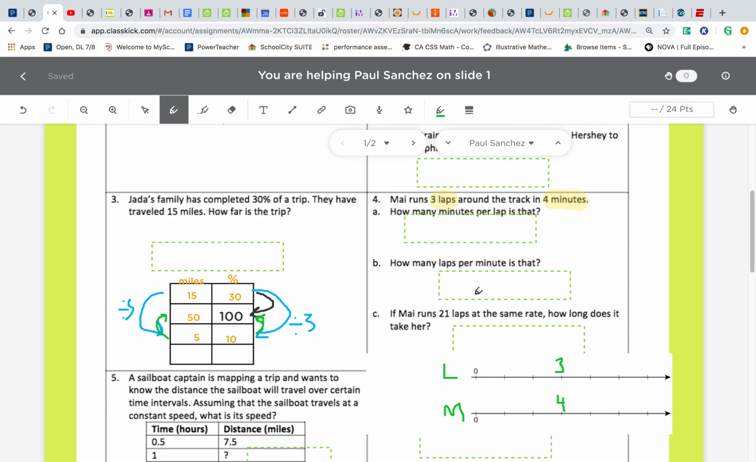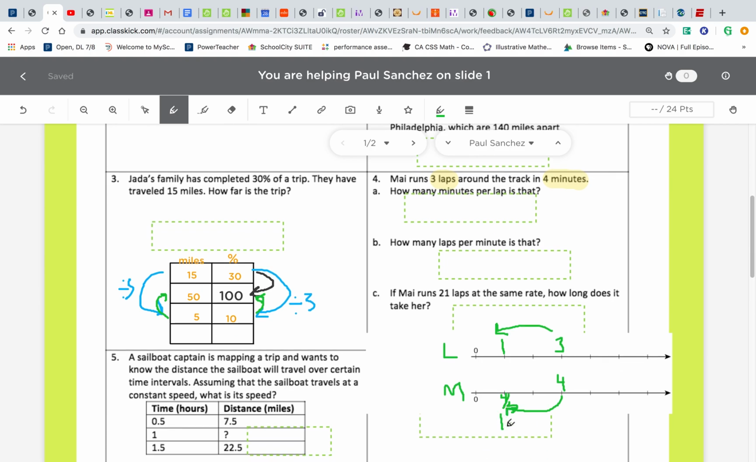So the first question is, how many minutes per lap is that? Well, per means 1. So I want to find in 1 lap, how long will it take? Well, we're going from 3 to 1. How do we do that? Well, we divide by 3. So if I take 4 divided by 3, there are different ways I can do this. I can write this as a fraction or as a decimal. It can be 4 over 3, or I could divide. You could use your calculator here. 4 divided by 3 would give you a repeating decimal, 1.3. I'm going to put an extra 3 there. So a little bit more than a minute, 1 minute and 33 hundredths of a minute. So that would be for A.